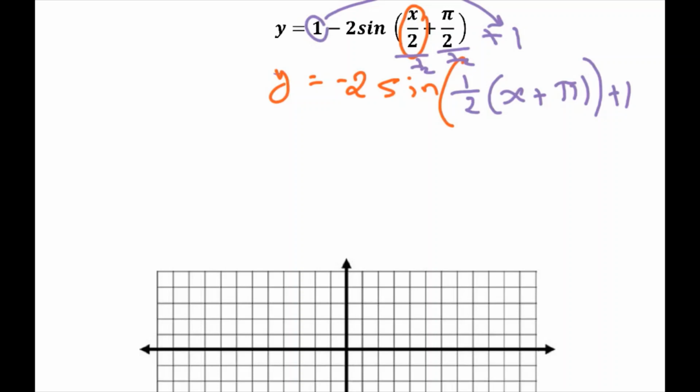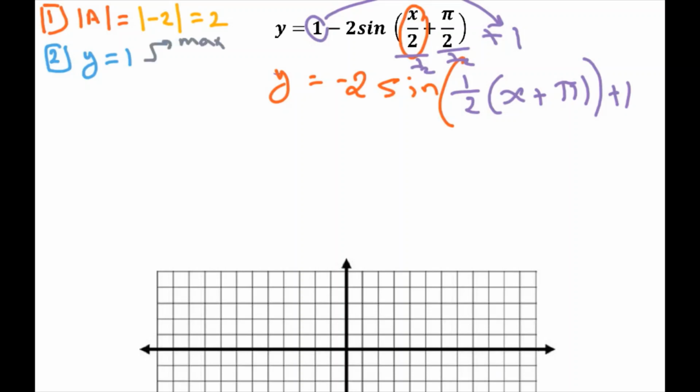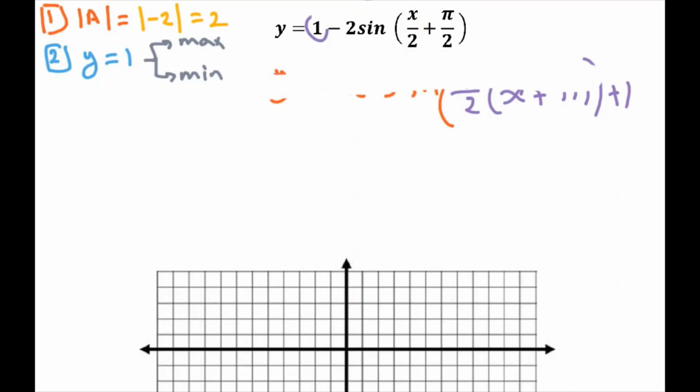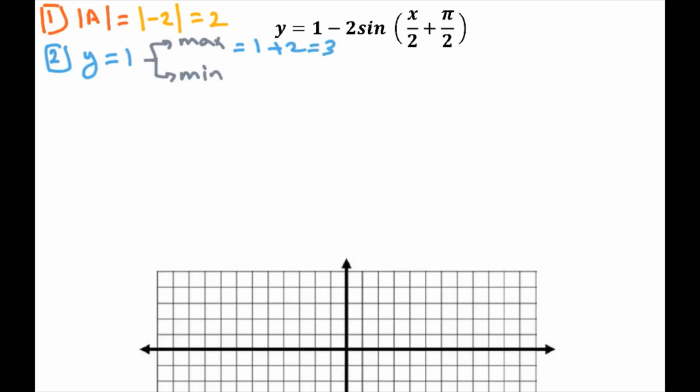So let's try. Here, the amplitude is basically the absolute value of -2, which is 2. Remember, the amplitude is always going to be positive. And then number 2, the axis. It's going to be y equal k, which is 1. From there, we can tell the max and the minimum. So the maximum is going to be the k plus the amplitude, which is 1 plus 2, that's 3. Minimum will be k minus the amplitude, which is -1.